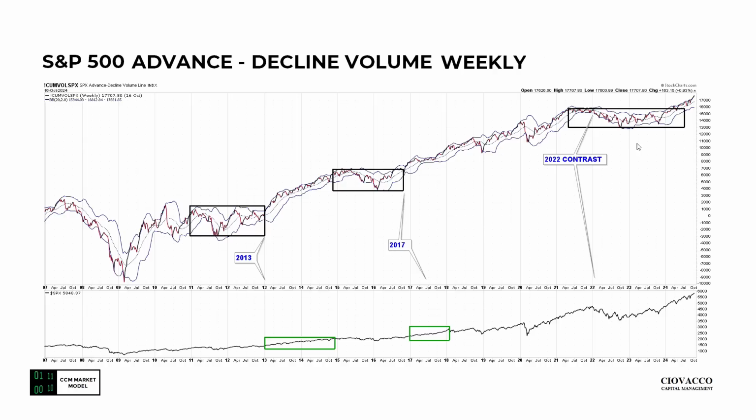S&P 500 Advanced Decline Volume line. Present day look in 2024 is similar to this constructive look in late 2012, early 2013, and similar to this constructive look near the 2016 presidential election. S&P 500 down here, S&P 500 down here, lower portion of your screen.